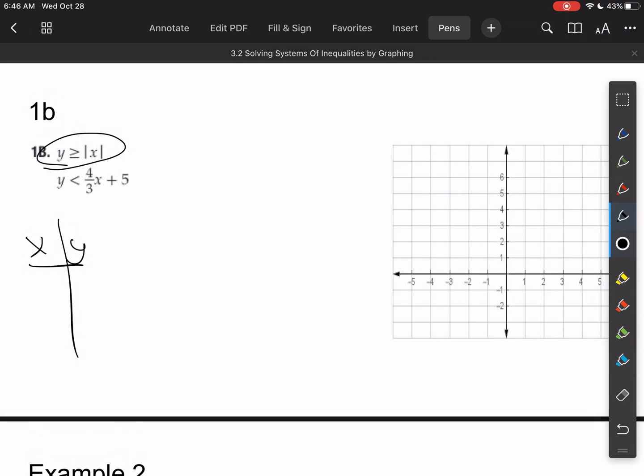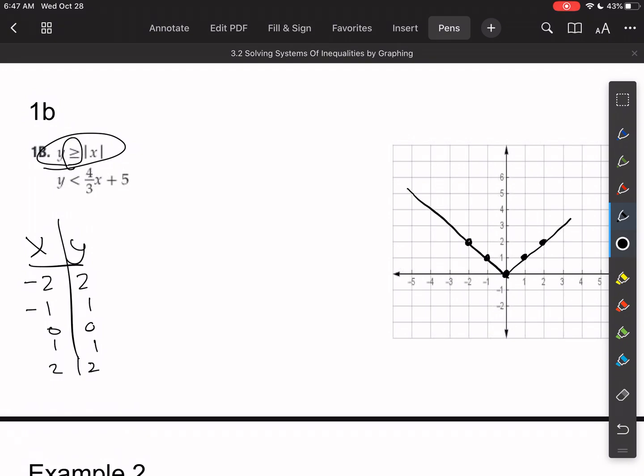Let's start with -2. If you plug -2 in for x and take the absolute value of it, you get 2. If you plug a -1 in, you get 1. You plug a 0 in, you get 0. You plug a 1 in, you get 1. You plug a 2 in, you get 2. If we graph that, -2, 2 is here, -1, 1 is here, 0, 0 is here, 1, 1 is here, 2, 2 is there. So you have something like that. I look back and I see that this is an or equal to, therefore it's going to be solid. So I'm just going to keep this pattern going.